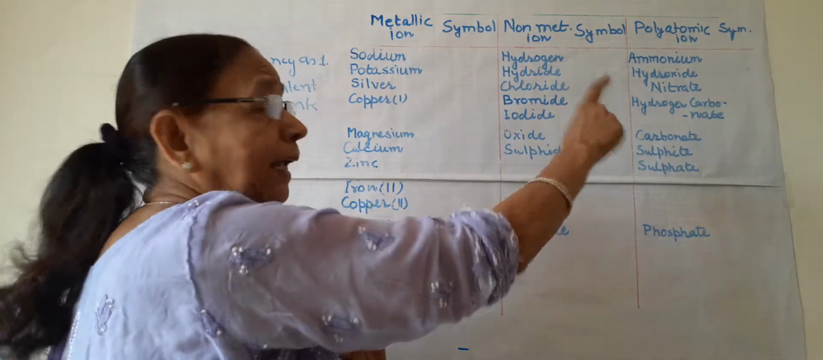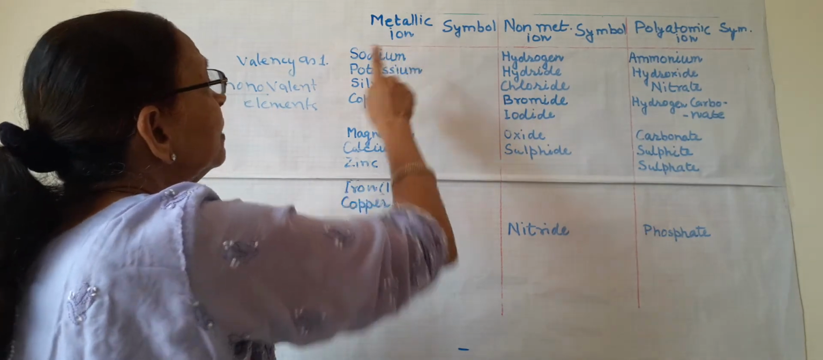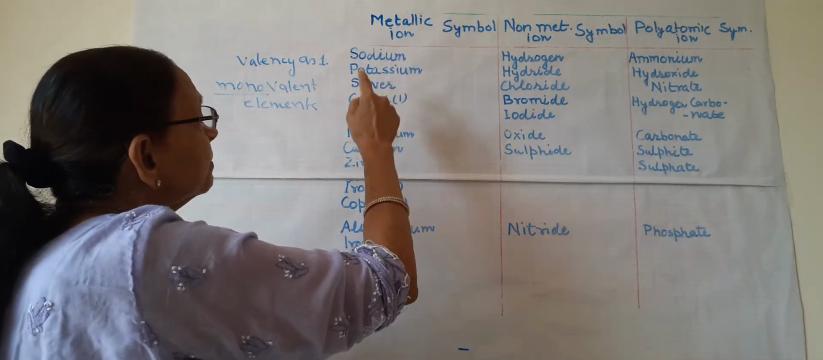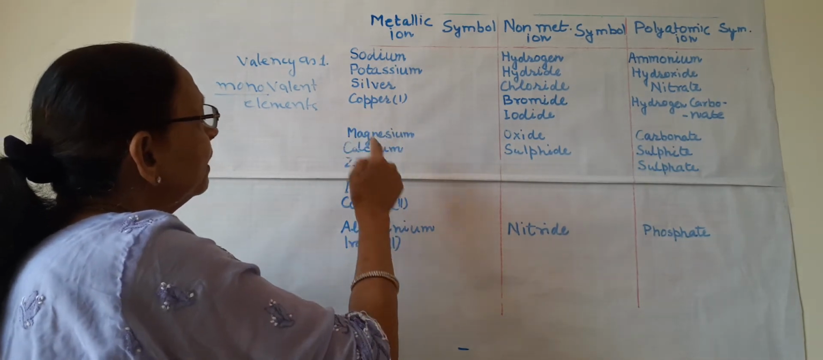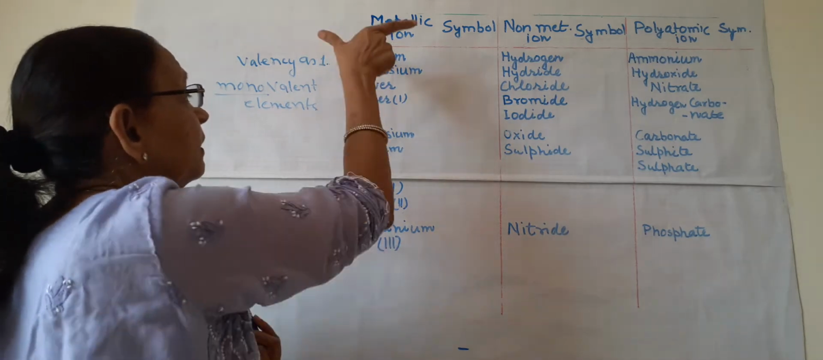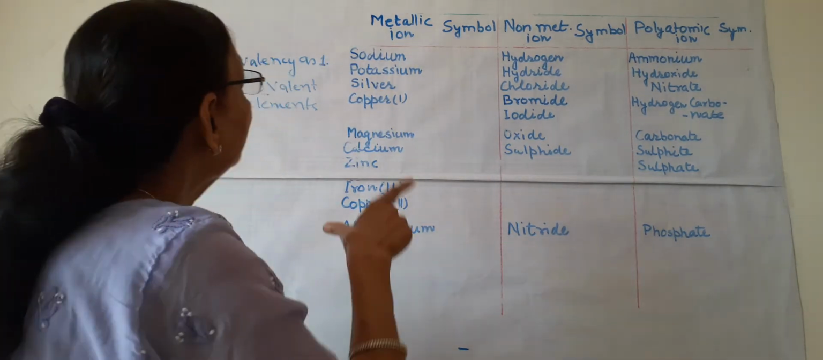I will tell you what are polyatomic. So first, metallic ions. Sodium, these all are metals: sodium, potassium, silver, copper, magnesium, calcium, zinc, iron, copper, aluminium, and again iron. So these are some of the examples of metals which we have taken.